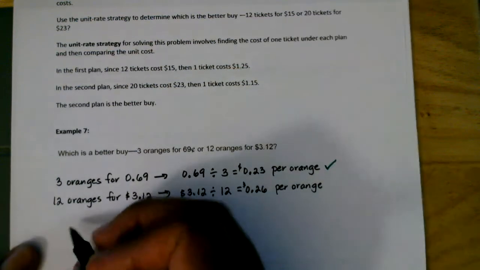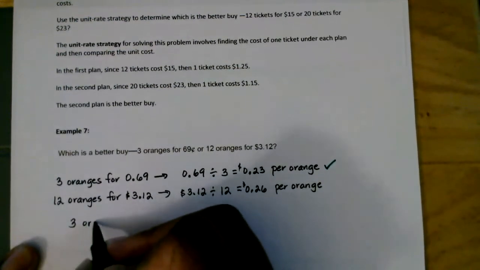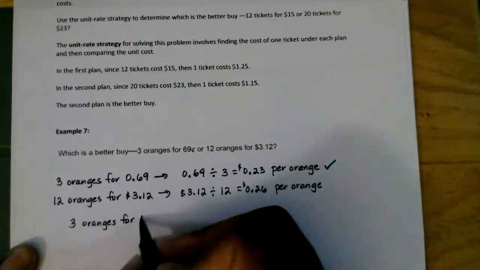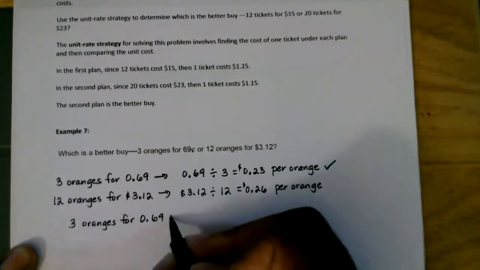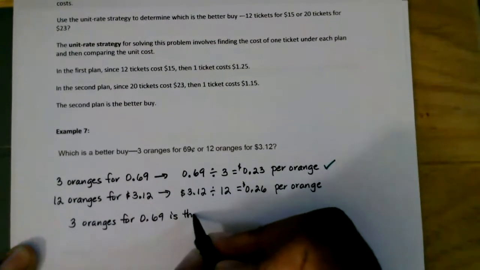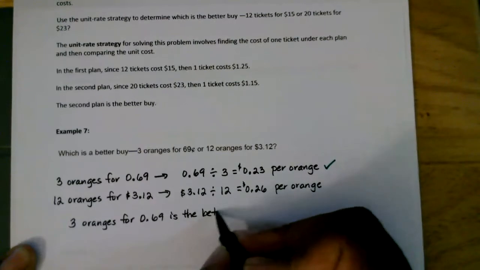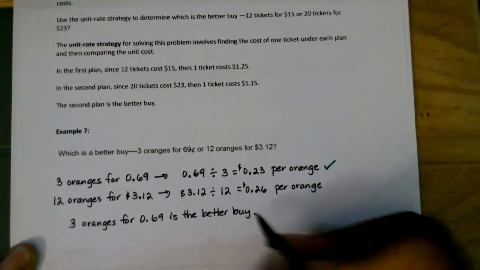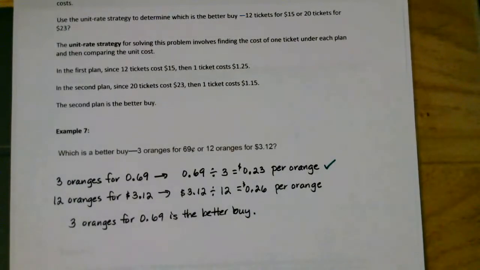So that means the 3 oranges for 69 cents is the better buy. Three oranges for 69 cents is the better buy.